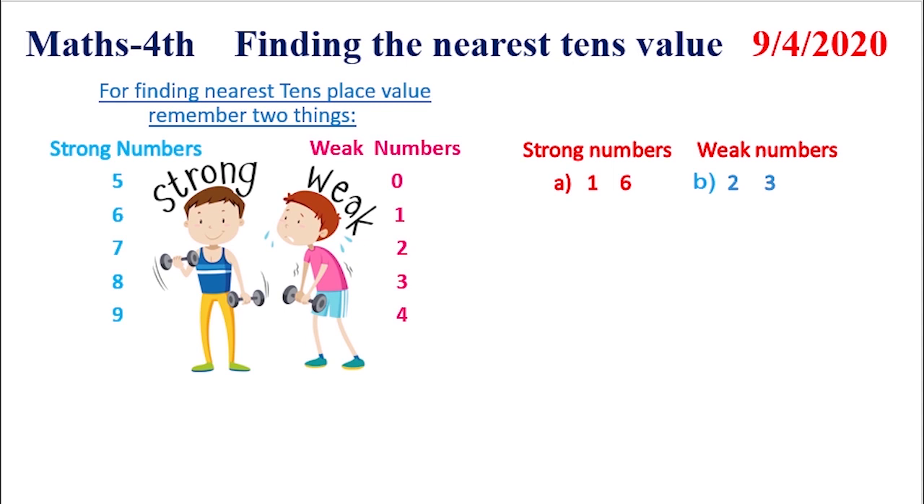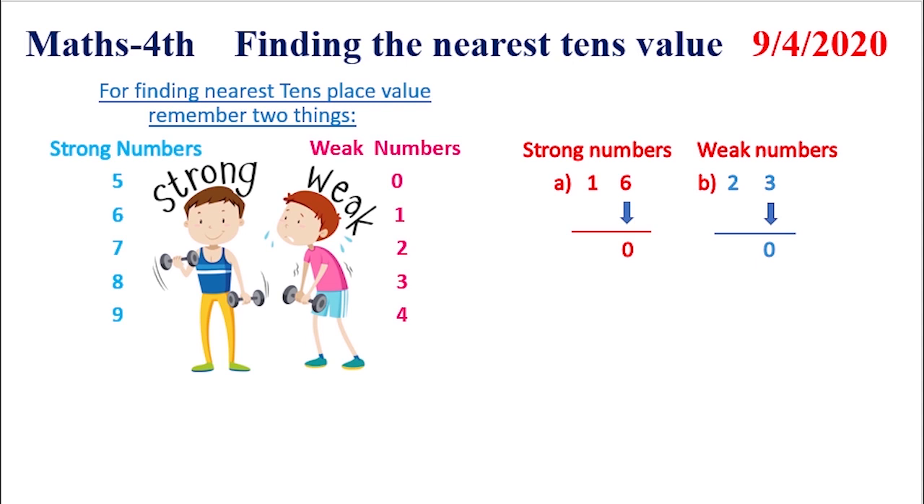Now let's solve a few problems to understand how to find the nearest tens value. Our first example is number 16 and the second is number 23. In both numbers we need to find the nearest tens, to which tens these numbers belong. Whether the ones place number is strong or weak, just convert it into zero.